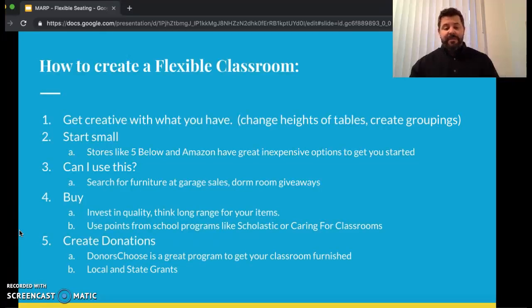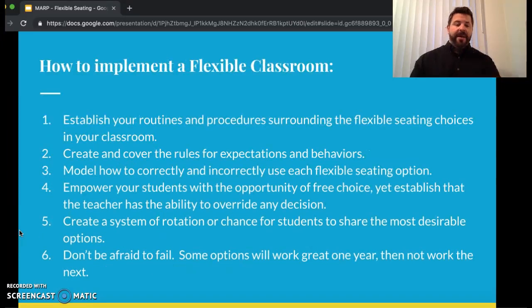Another thing I found through some of my research that was very effective was Donors Choose. It's a great thing you can create for your classroom, and give parents the option to fund your classroom and help you. And also, of course, local and state grants. This is a growing trend, and I think that there will be money out there if you search for it.